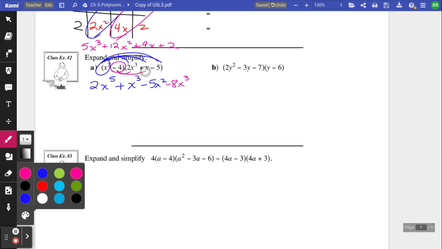Next. What's my sign? What's my number? What's my letter? Next. What's my sign? It's a positive. My number is a 20. That's it. Okay.